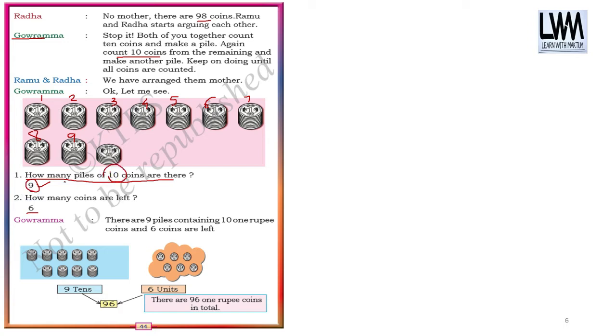So kids, there are 9 groups of 10 coins, right? So you have to multiply it. So 9 tens are 90 coins, plus how many coins are left? 6. So the total count will be 96. Clear with that? So this 96, how can we divide it? We can make groups of tens. How many groups of tens? 9 groups of tens, right? Then 6 units. Clear with that? So here they have given 9 tens, then 6 units. If you combine them, you are going to get 96. Understood?